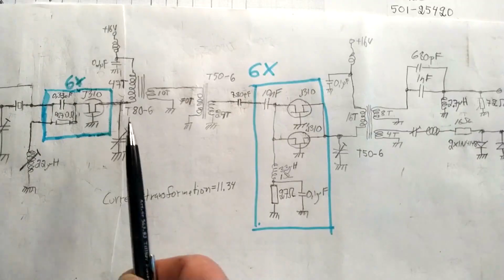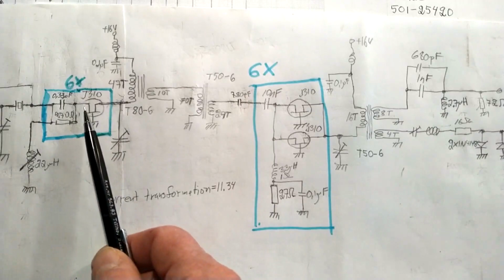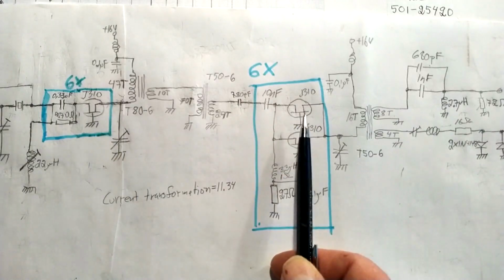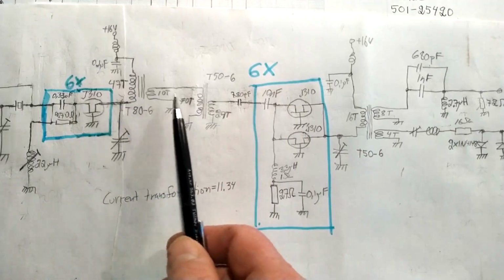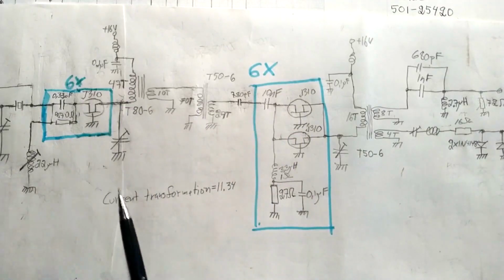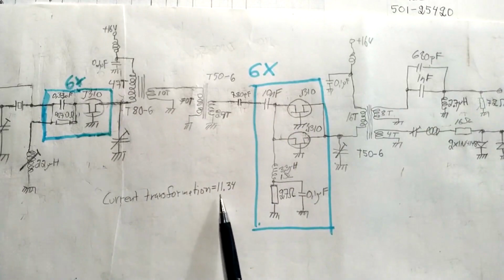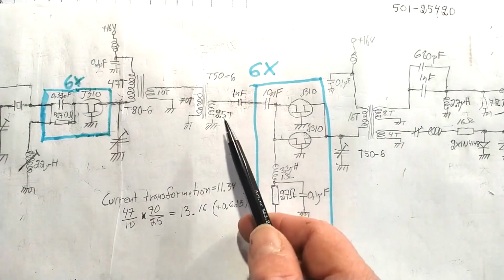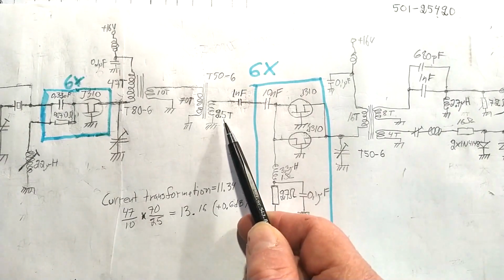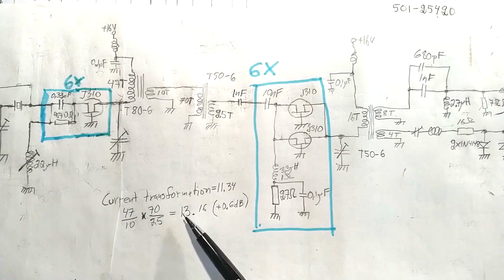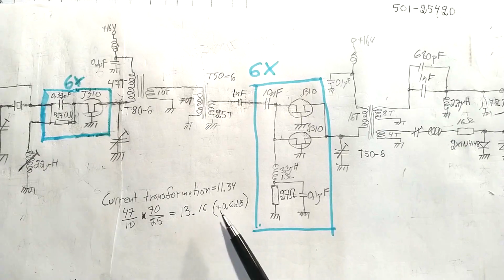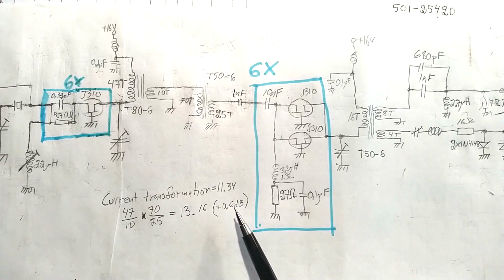The arrangement with 2 transformers between the first amplifier stage and the second amplifier stage. This is a current transformation, so it sums up as a factor of 11.34. I have removed 4 turns from here, so now there's only 25. That means that the current gain has increased to 13.16. That is plus 0.6 decibels. Not much, but in an interesting direction.